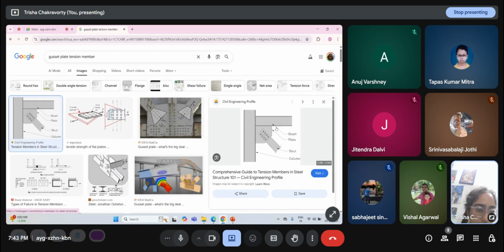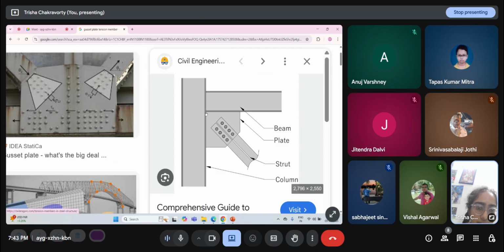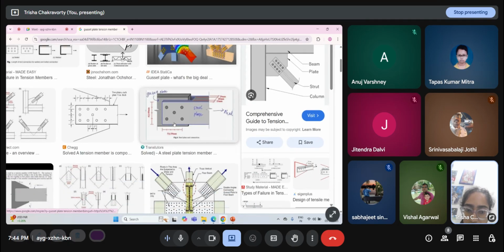So what the gusset plate does: this is a column, this is a beam. Suppose I need an inclined member, so the gusset plate is an intermediary which is attached to all of these. Unlike concrete where everything is cast together, in steel we have to assemble them. What if 5 members are meeting at a single point? How are you going to connect them? The solution is the gusset plate. I take one plate and attach all 5 members to that plate. That is how the connection is built in a real-life structure.